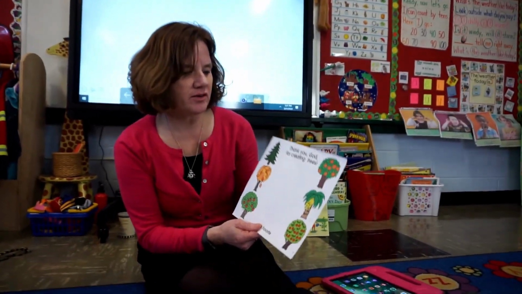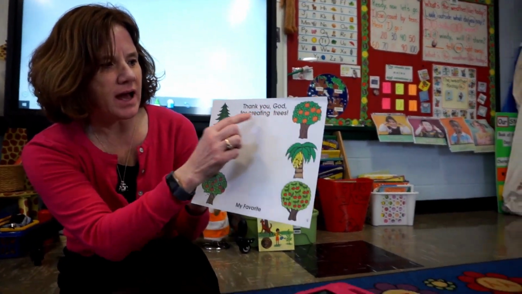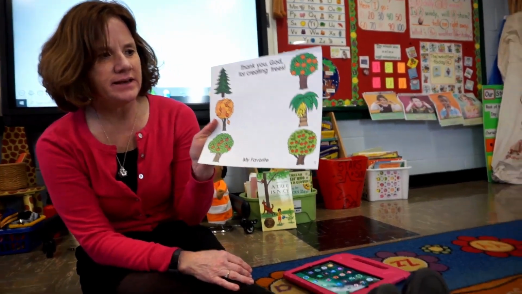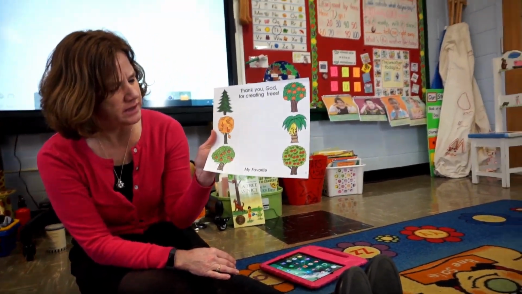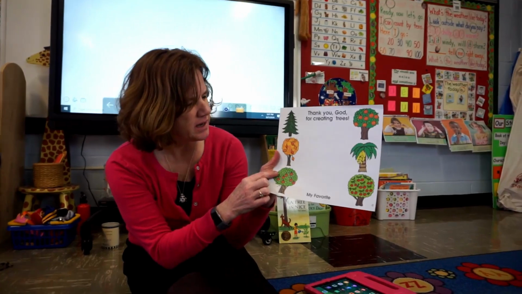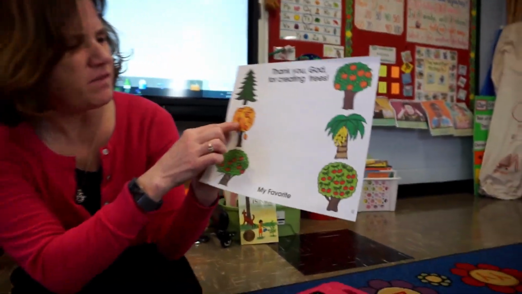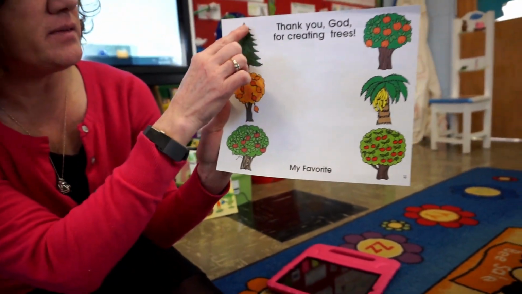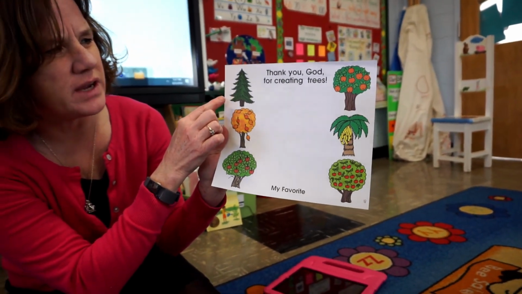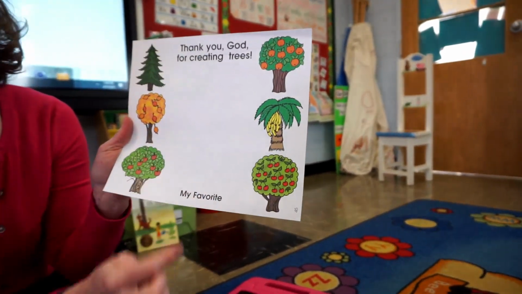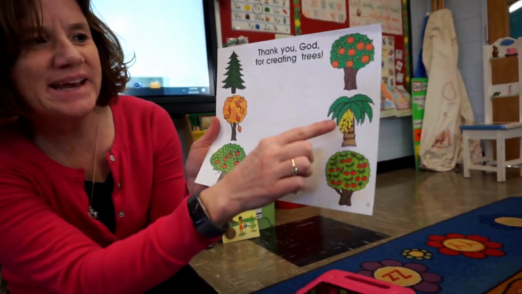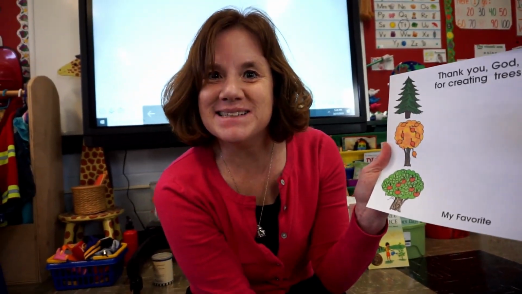All right, well, I had a couple more activities for my students today. The first thing they were going to do is look at this page. It says, "Thank you, God, for creating trees." And it shows all these different kinds of trees. There's an apple tree, and this looks like a fall tree, and this is like an evergreen tree, a Christmas tree, and here's a tree with oranges growing on it, and here's a tree with bananas that grow on it.